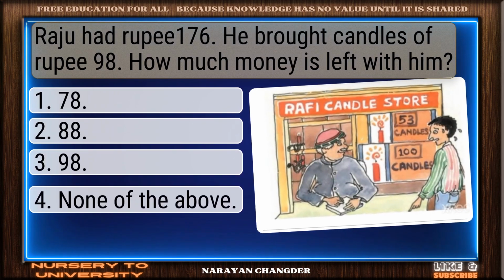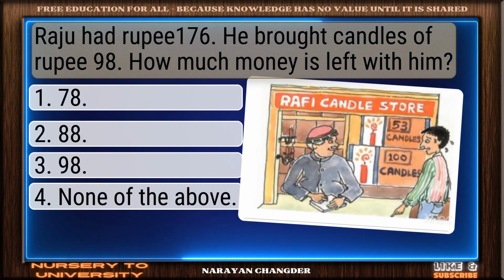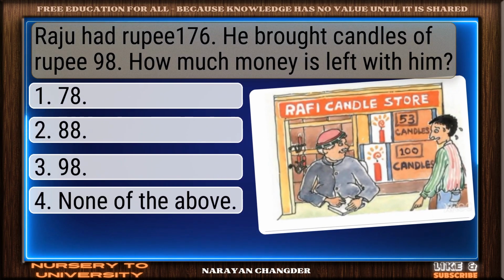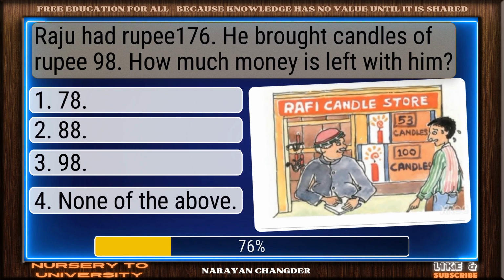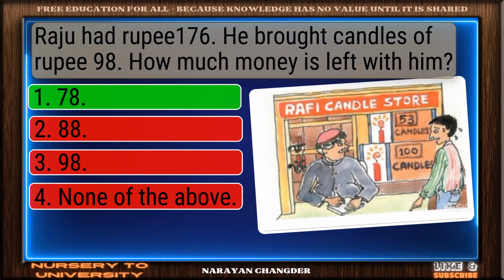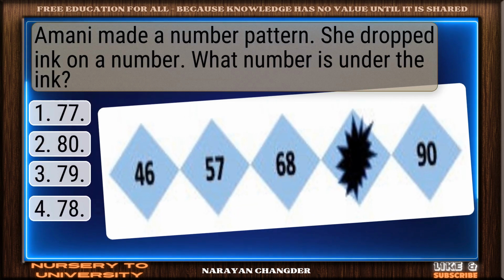Raja had 156 rupees. He bought candles of 98 rupees. How much money is left with him? 78 is the answer.